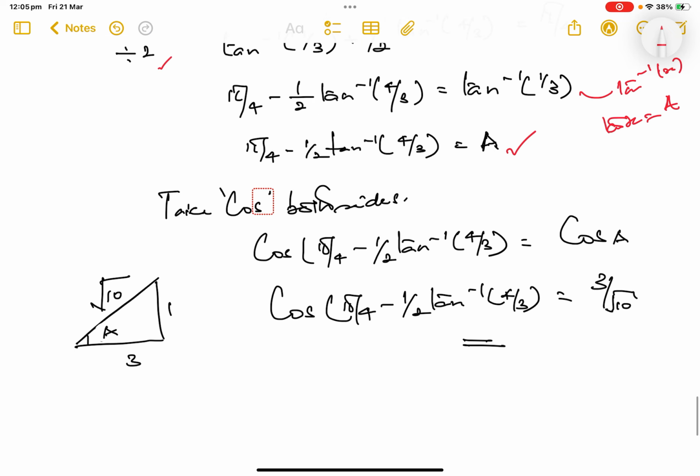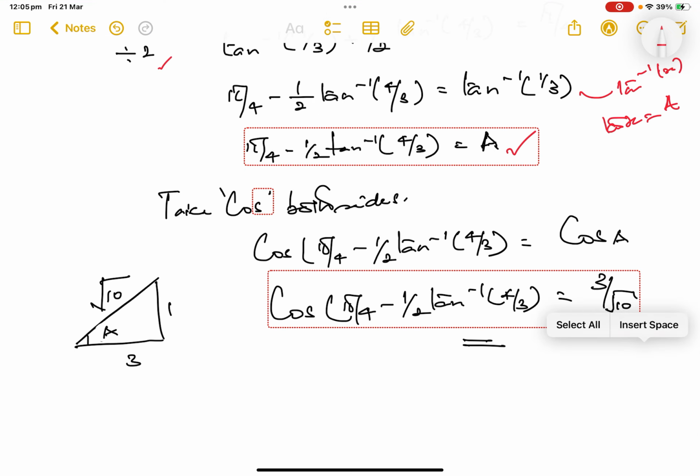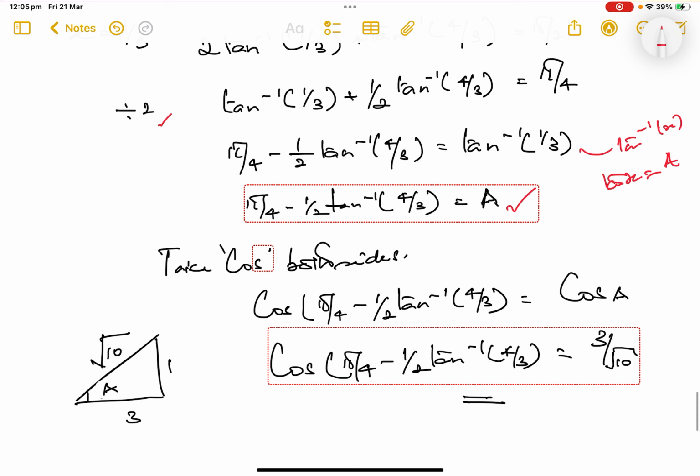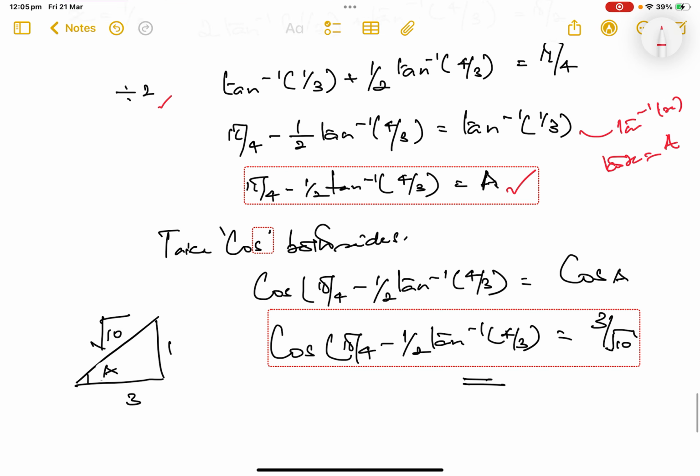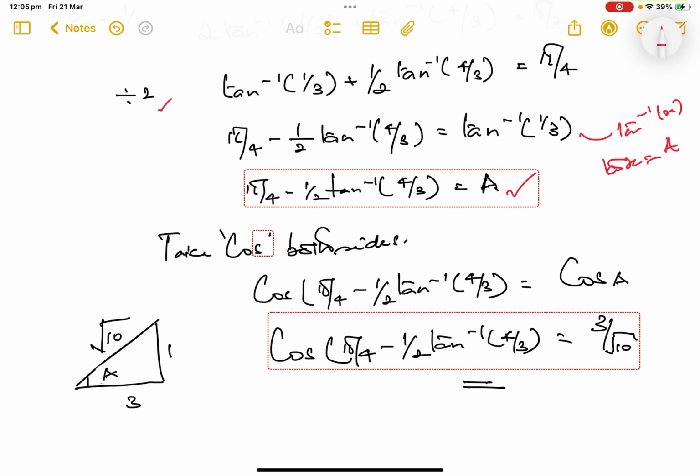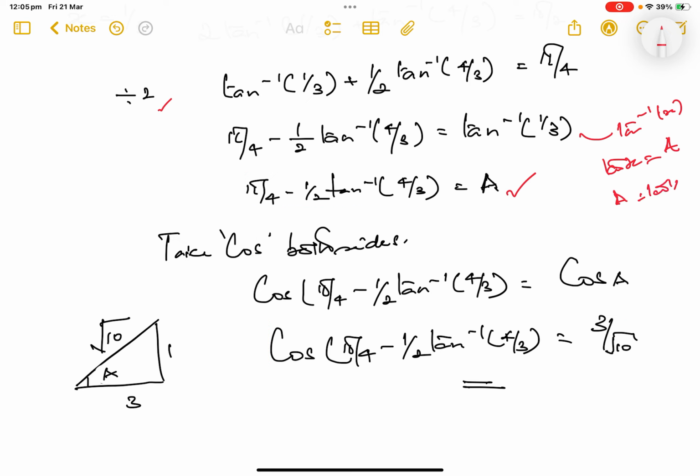If I take cos on both sides, cos of (pi by 4 minus half tan inverse 4 over 3) is exactly what we want on the left hand side. The other side is cos A. We need to prove cos A is 3 over root 10. The reason is that tan A equals tan inverse 1/3.